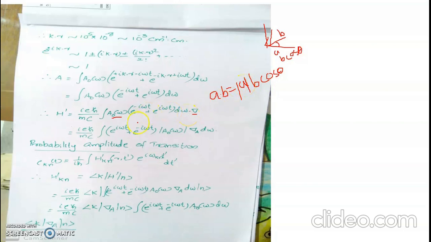That argument is valid here also. We take it as i e h cross by mc integral, e raised to i omega t plus e raised to minus i omega t, A0 of omega, that is the magnitude of A0 of omega, into projection of grad operator along the direction of A, that I have represented as component of grad along the direction of A, into d omega.